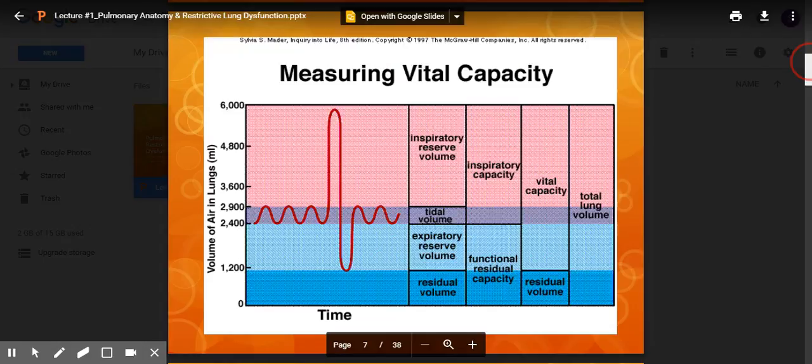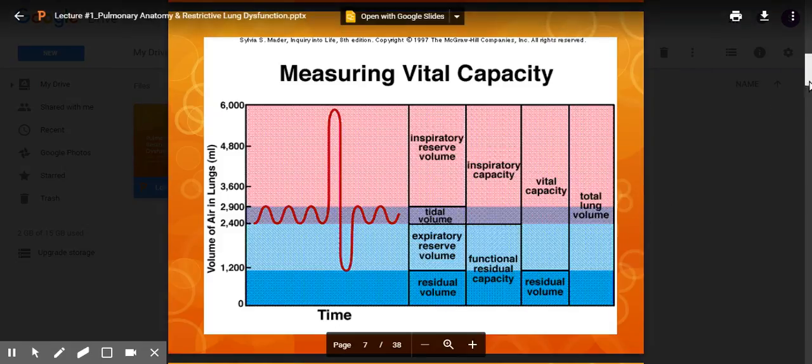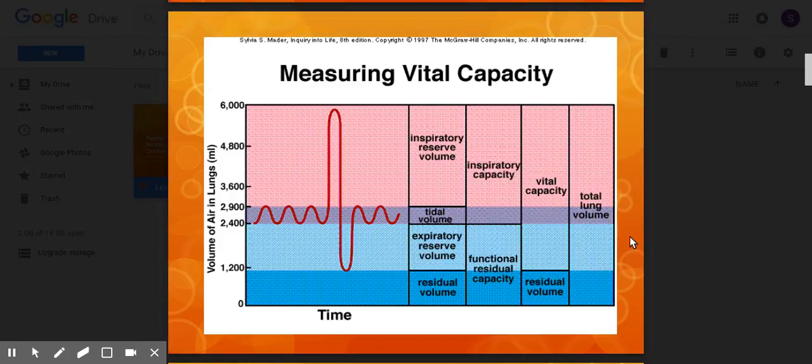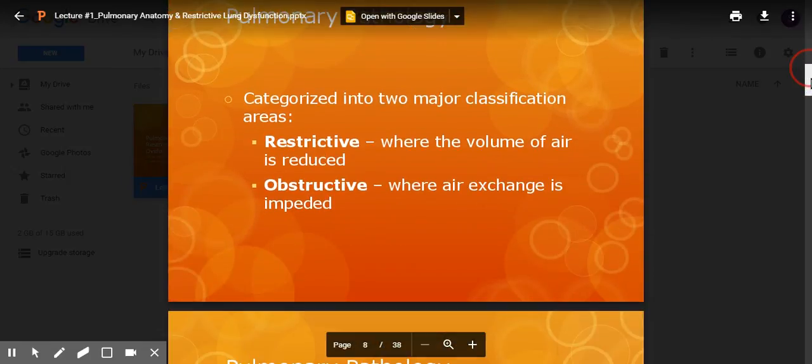Moving to a different slide, which represents the same volumes and capacities, we'll discuss the additional two capacities, inspiratory capacity and functional residual capacity. Inspiratory capacity is the inspiratory reserve volume and the tidal volume, while functional residual capacity is the expiratory reserve volume and the residual volume. These various capacities and lung volumes come into play when we start to discuss the various pathologies of the pulmonary system.